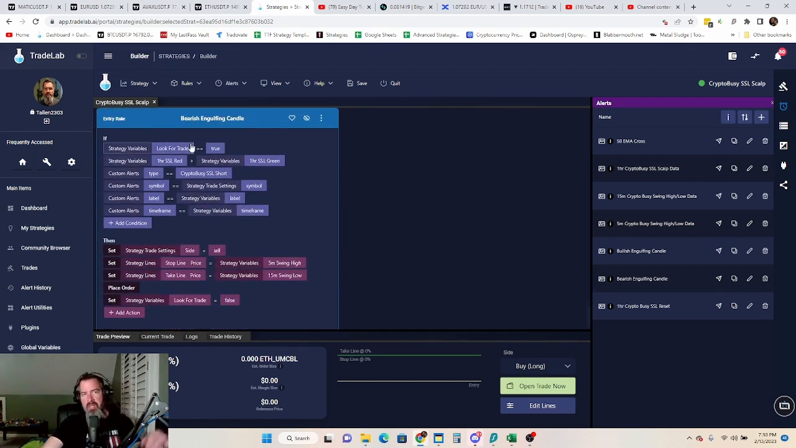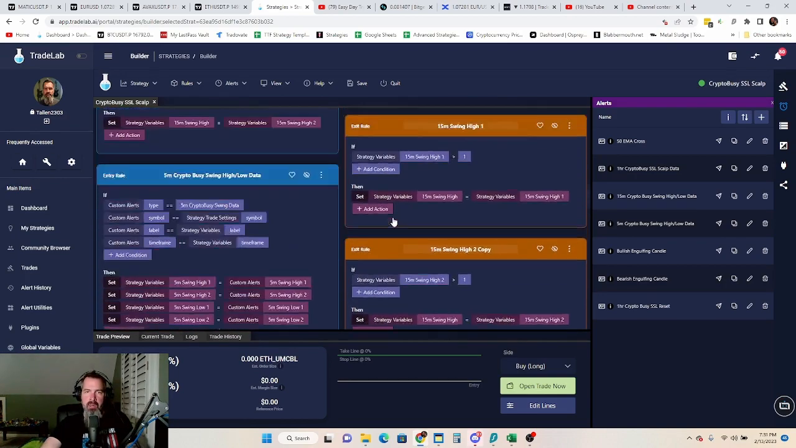We're going to do the exact opposite of that with the bearish engulfing candle. Look for a trade. Red's got to be above the green. Set the side to sell. Stop line at the 5-minute swing high. Take line at the 15-minute swing low. We're going to place the order and set looking for a trade false.